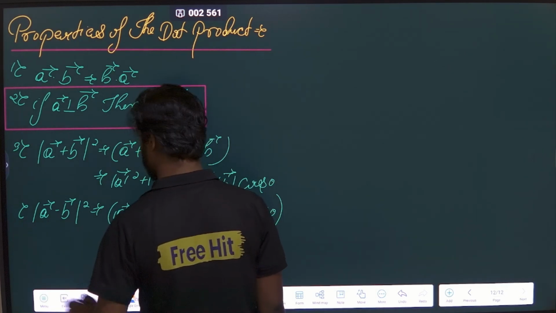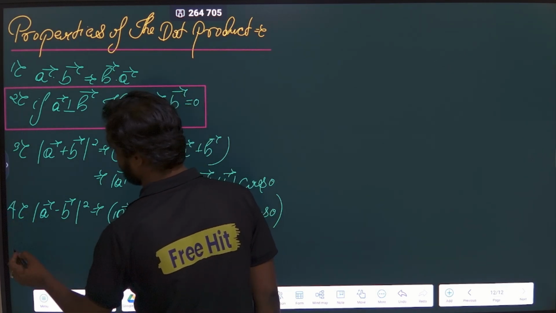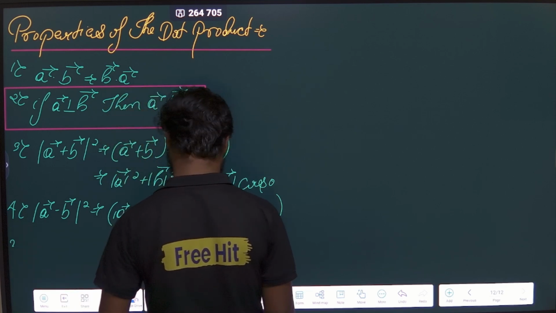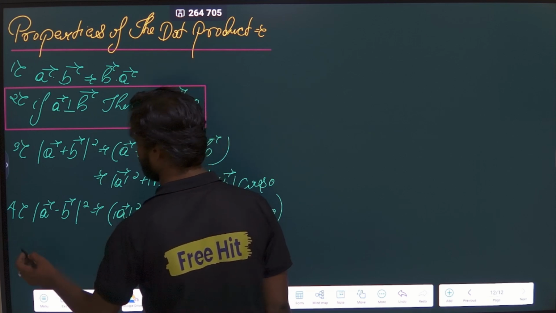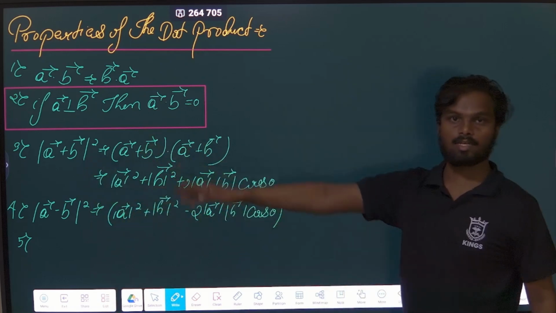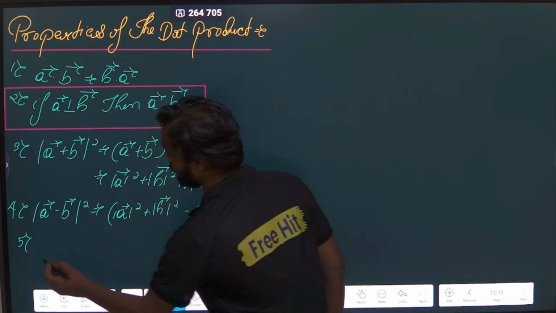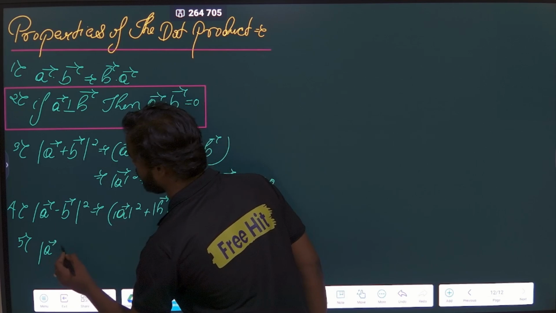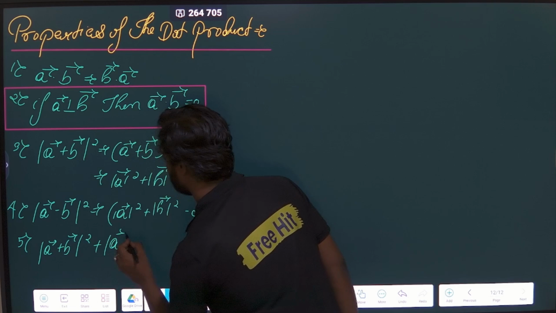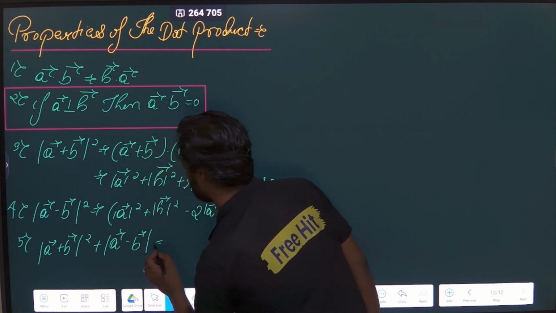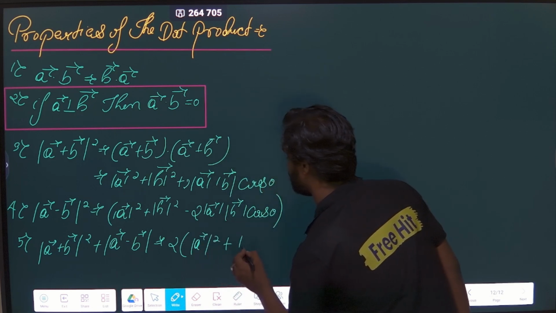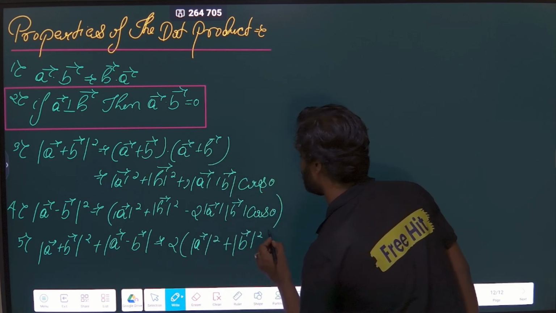And if we add these two quantities, then what will we get? We will get our next rule. What is the next rule? Just add these, you will get the next property: mod of A plus B whole square plus mod of A minus B whole square is equal to 2 times of (mod of vector A square plus mod of vector B square).